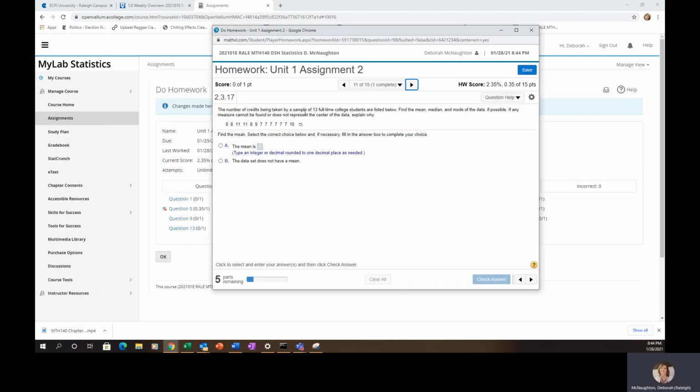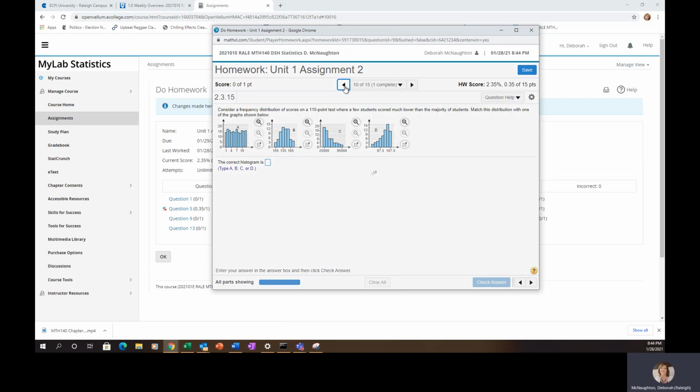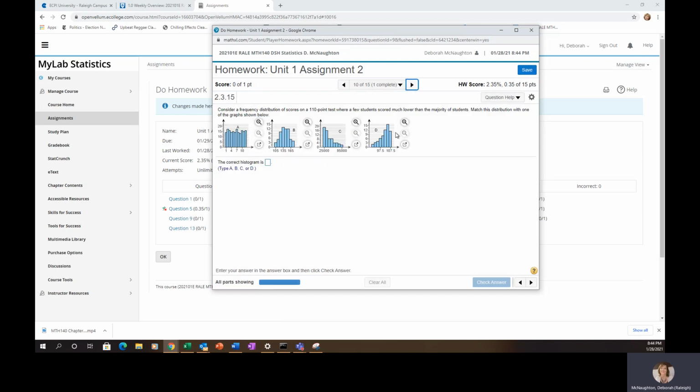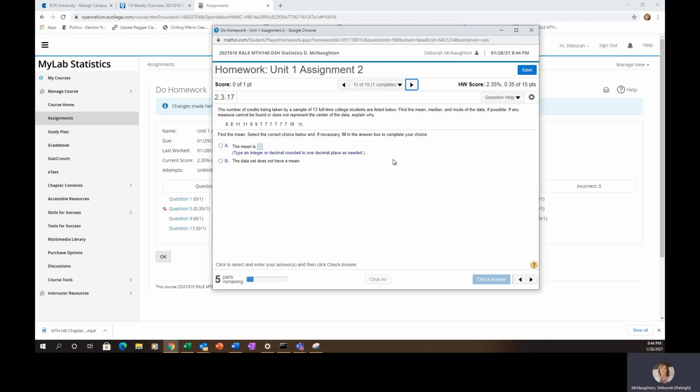Okay, so I am going to skip these because you can figure them out from what we talked about with the slides. Number 9 and also number 10 is talking about which way it's skewed. Okay, and then this is the first one where we need to do a calculation. So the number of credits being taken by a sample of 13 full-time college students are listed below. Find the mean, median, and mode of the data, and any measure that cannot be found or does not represent the center of the data, explain why.